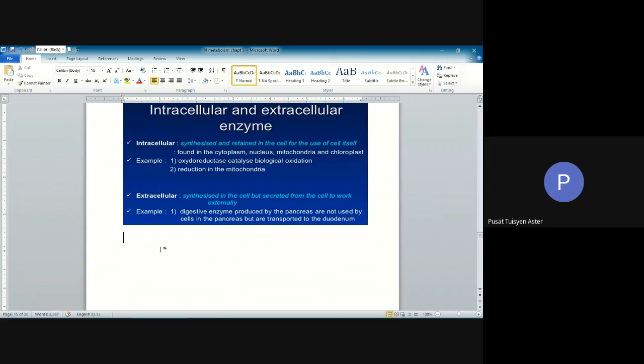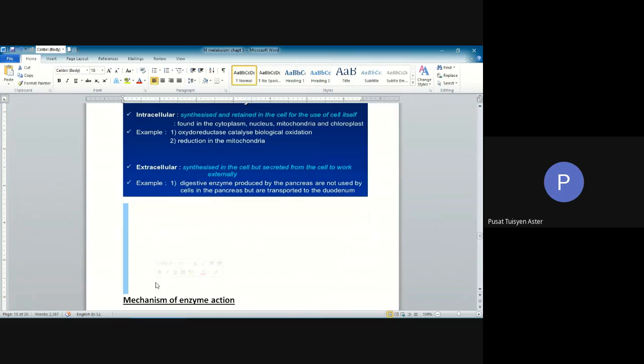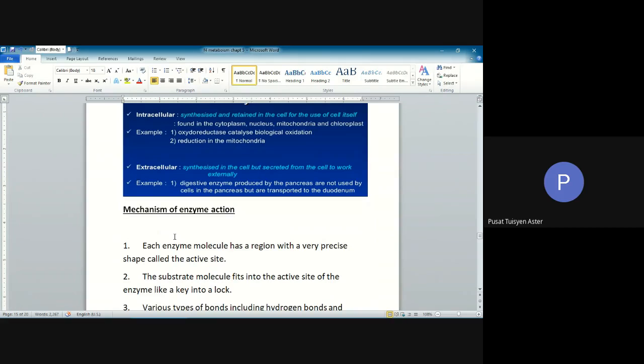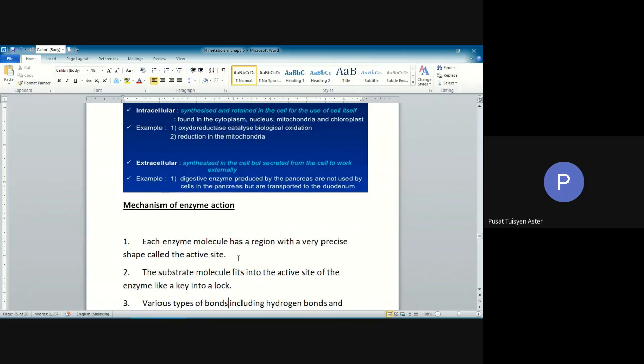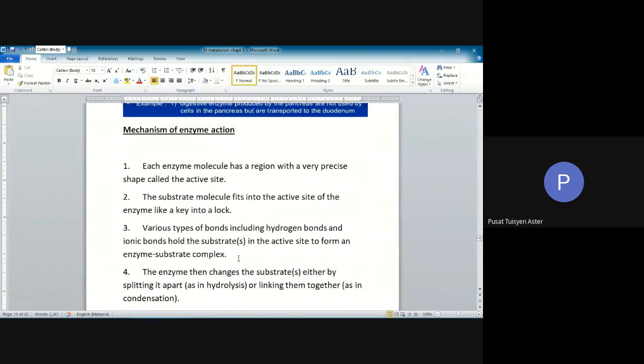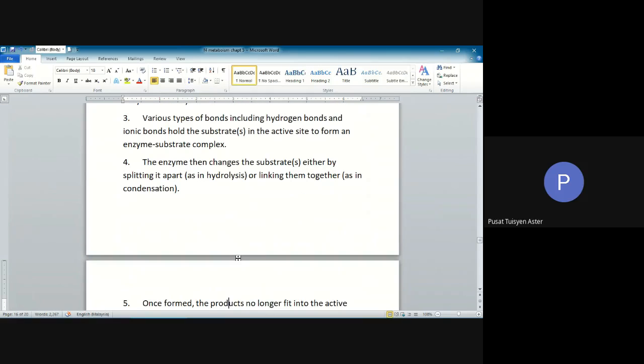Now let's look at the mechanism of enzyme action. Mechanism and the action maksudnya how it works, what it does. So each enzyme molecule has a region with very precise shape called active site. By now you should already be wondering apa itu active site, enzyme substrate, what is this lock and key model, kan? So the enzyme then changes substrate either by splitting it apart as in hydrolysis or linking them together as in condensation. Dua nama proses, kan?